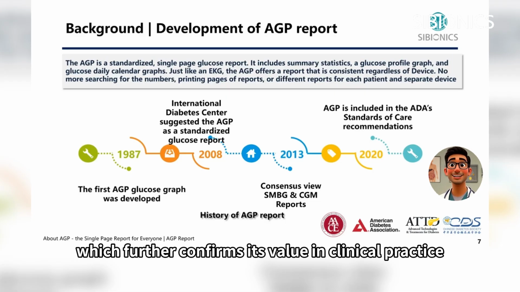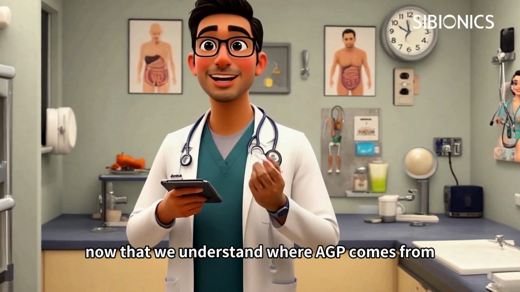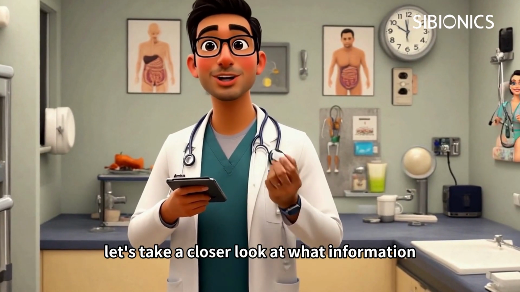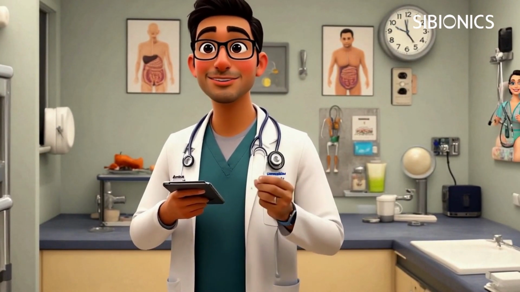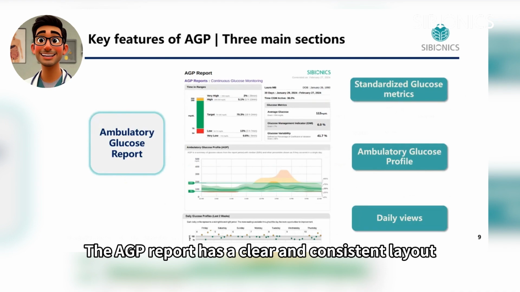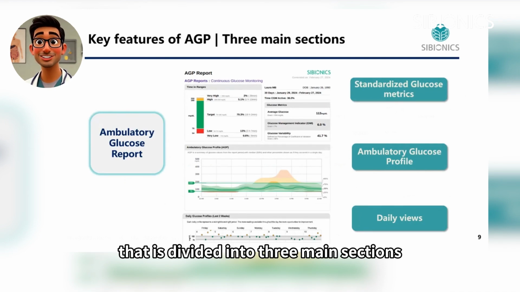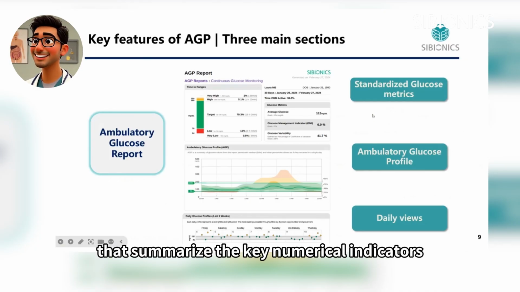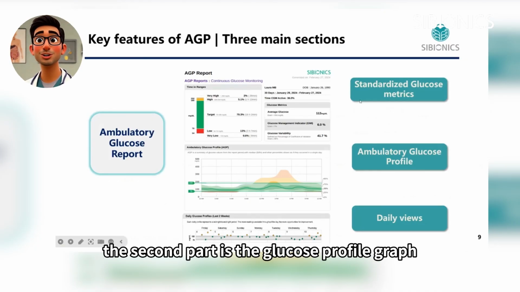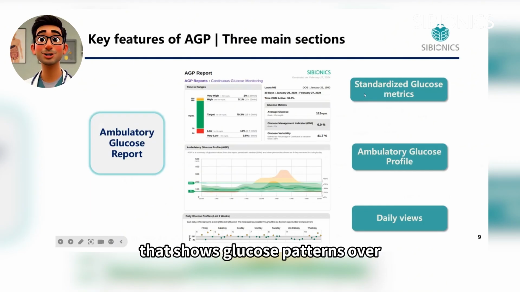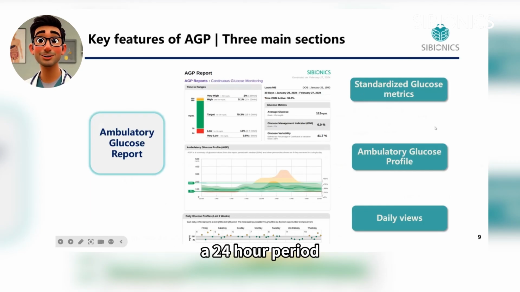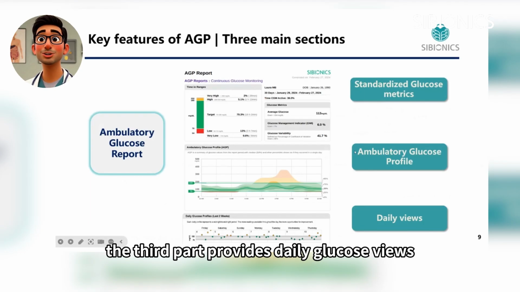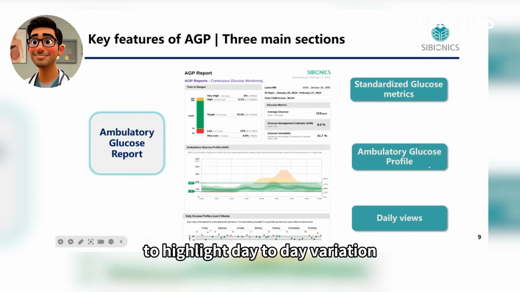in clinical practice. Now that we understand where AGP comes from, let's take a closer look at what information it contains. The AGP report has a clear and consistent layout that is divided into three main sections. The first part presents standardized glucose metrics that summarize the key numerical indicators. The second part is the glucose profile graph that shows glucose patterns over a 24-hour period. The third part provides daily glucose views to highlight day-to-day variation.